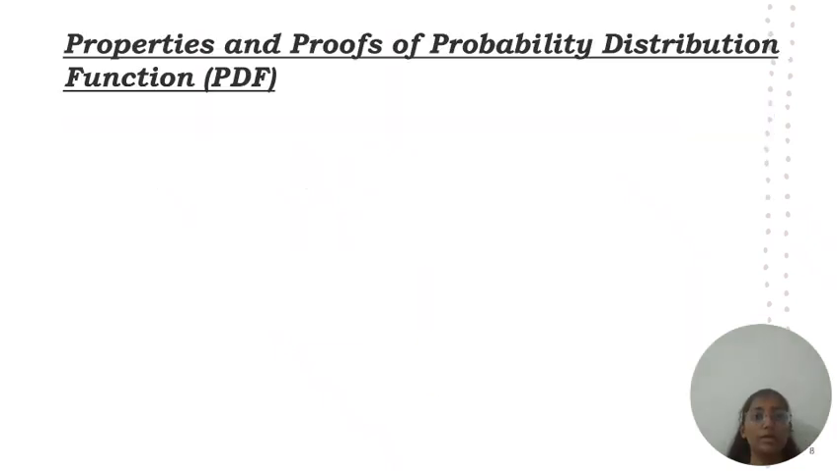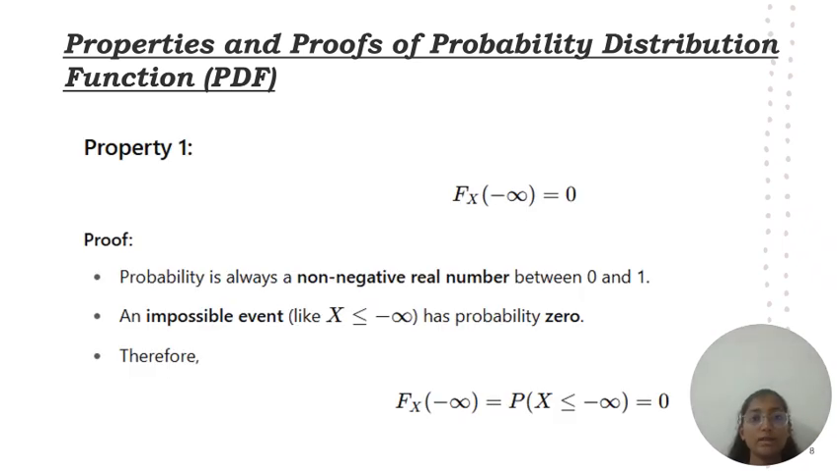Now let us discuss the properties and proofs of the CDF, the cumulative distribution function. First property: F_X of minus infinity equals 0. That means for negative values, the probability is 0.